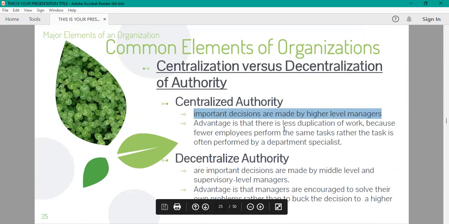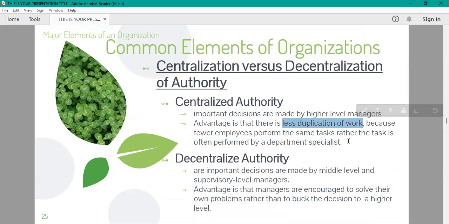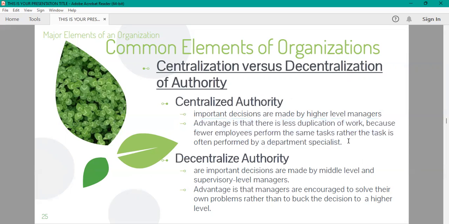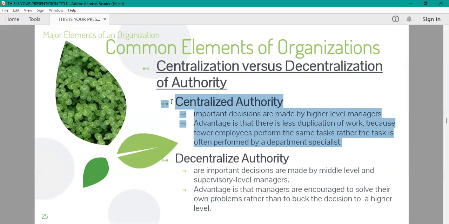So advantage is that there is less duplication of work, dili daw magdoble-doble ang work given nga sila na mismo nag-ingon unsa imong trabaho unsa himuon because fewer employees perform the same task. Rather, the task is often performed by a department specialist. So kung centralized authority, kamo tanan mostly kay pareha ra og trabaho compared atong lahi-lahi og trabaho. So kamo tanan mo follow or mo report ani nga manager just with the same result siguro probably. Kay same ra og trabaho so dali ra ang iyang pag-monitor. So again, siya ra magbuot sa inyong delegation, sa inyong trabaho, and uniform mo tanan.